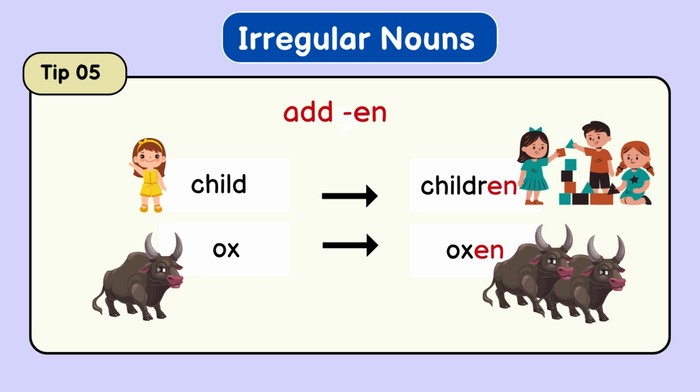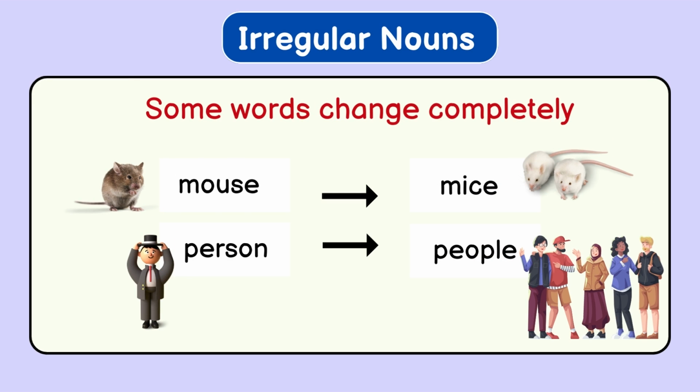Tip 5. Add en to some words. Child, children. Ox, oxen. Some words change completely, like the words mouse and person. Mouse, mice. Person, people.